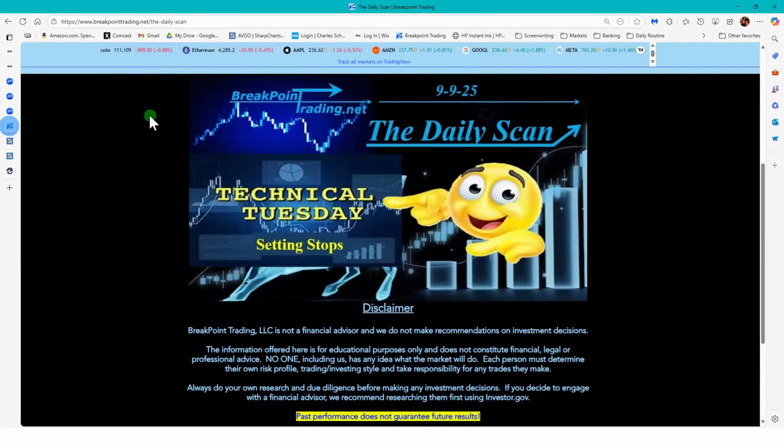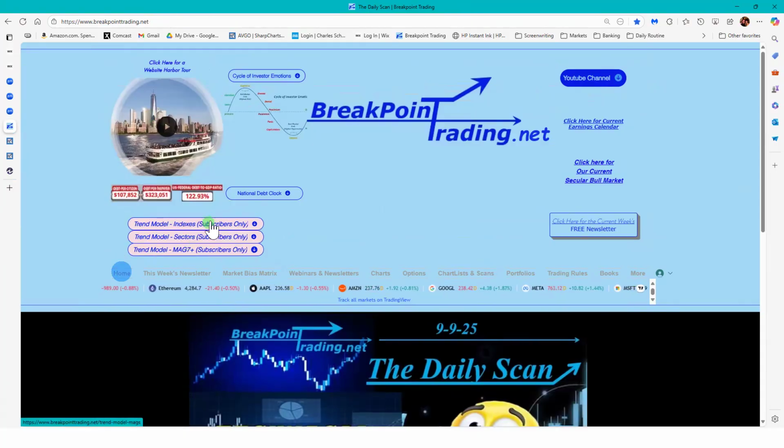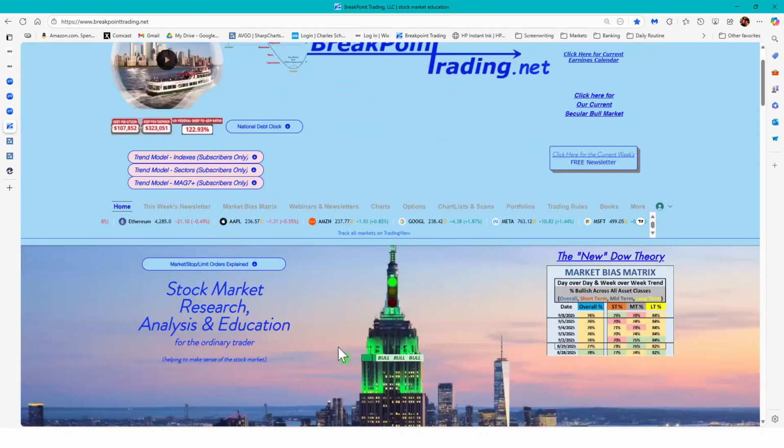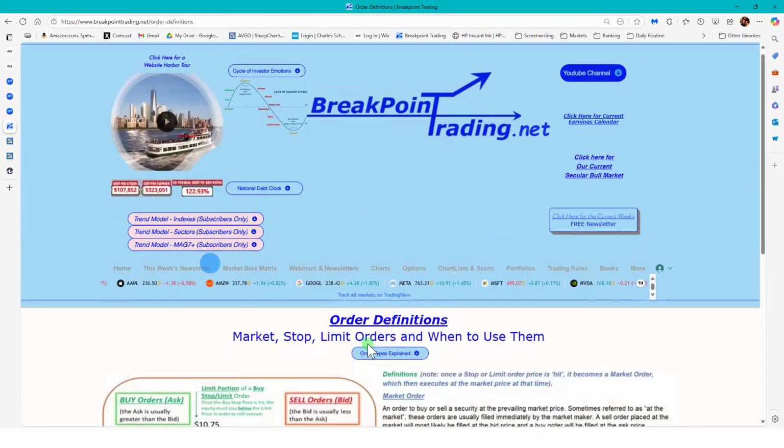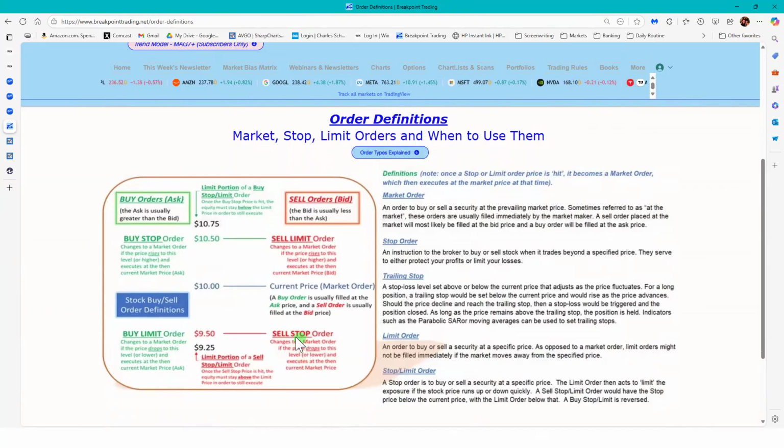If I go back to the website and go to the homepage, and this is for anybody, you don't even have to be a subscriber, right here this little button shows you all the different types of orders. It shows you stop loss orders that are below the price. You can also have a stop buy order above the price. That means if the price goes up, you can put an order in to buy it at that price, or you can put a stop order below it, meaning if the price goes down, then you sell to get out. So you can use stop orders for either buying or selling.